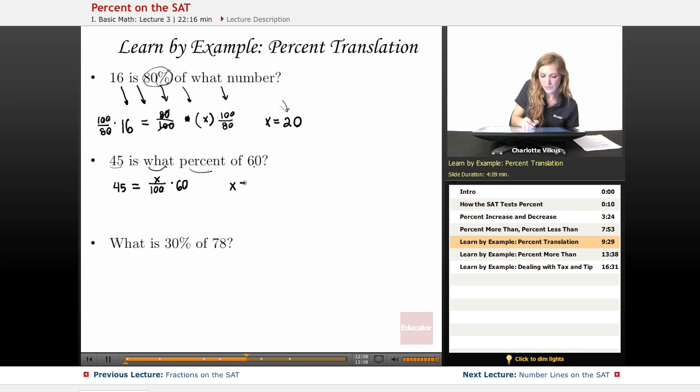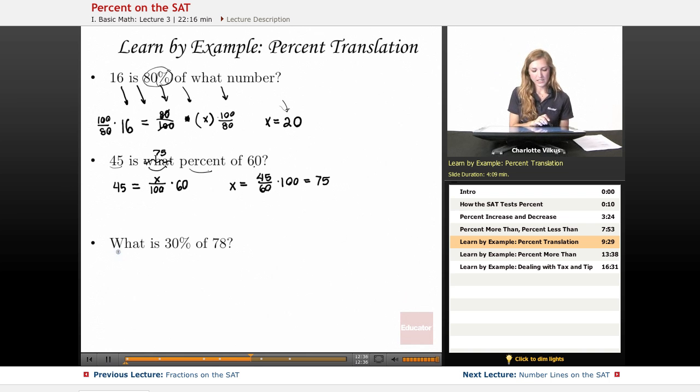So again, we have a very easy equation that we can just go ahead and solve. All we have to do is put that x is then going to be equal to 45 divided by 60 times 100, which gives us 75. And we know that this was then 75% if we plugged this number back into the "what," which is where we put the x. So we have 45 is 75% of 60. Again, that seems reasonable.